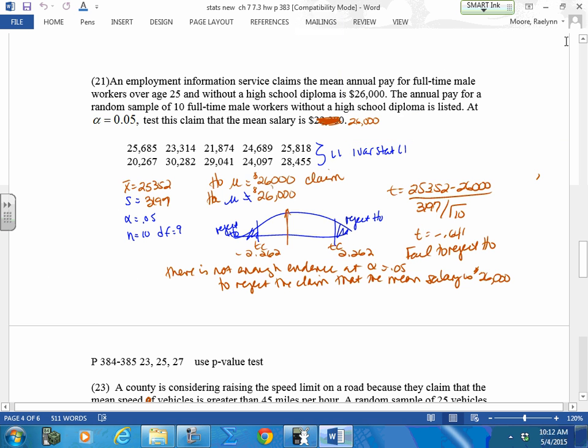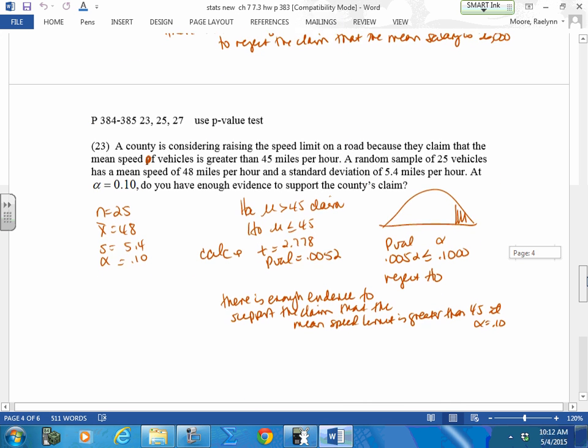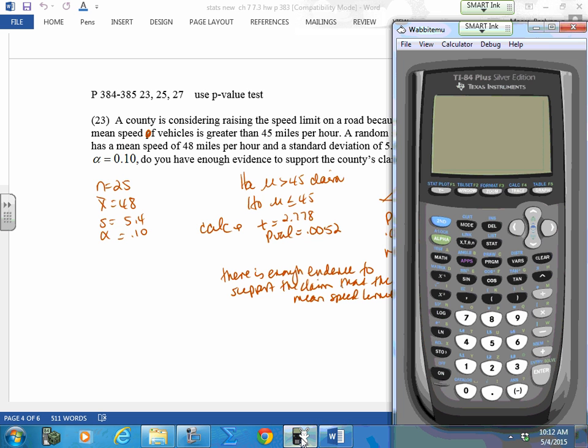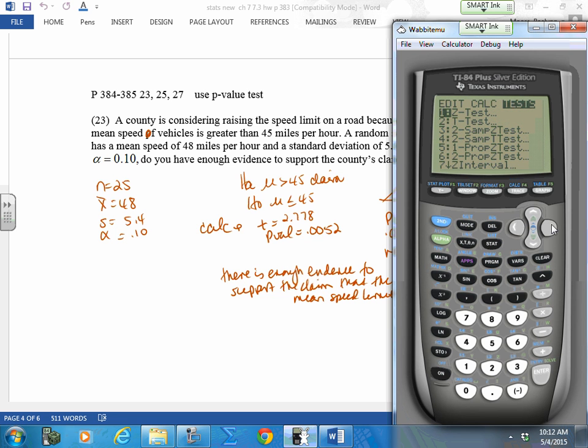Take two. Okay, this one I asked you to do by p-val. This one you need your calculator for. So everybody had to use the p-test in this. The only way to get your p-val for T is through your calculator, through a t-test. So you're going to pull this up. You're going to go to your t-test. It's right under your Z.